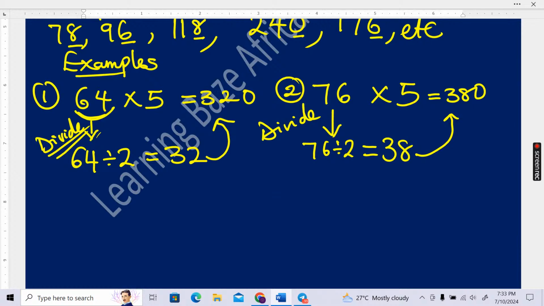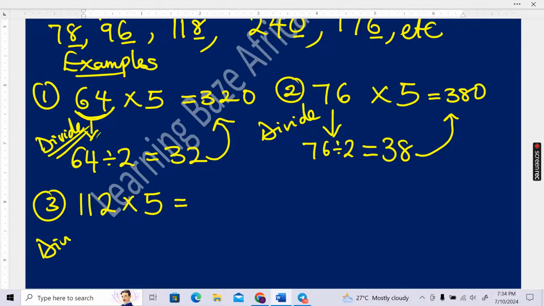Now let's move on to number 3 example. Whenever you are multiplying an even number by 5, divide the even number by 2, write 0 beside the answer. It's as simple as that. Okay, so now let's see, what is 112 times 5? 112 is an even number.